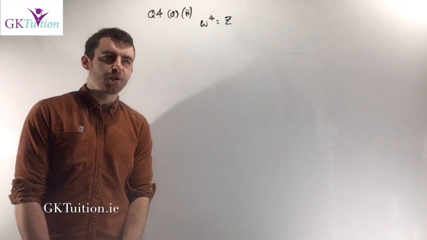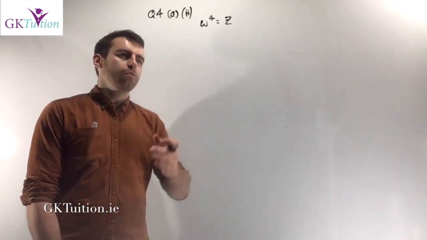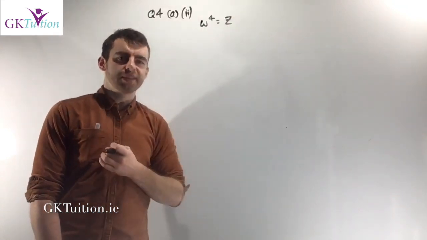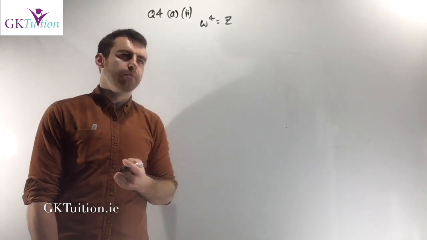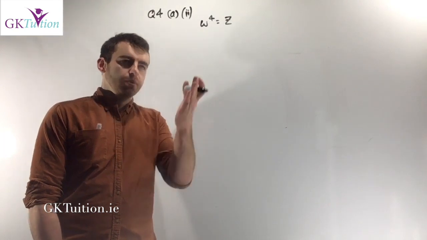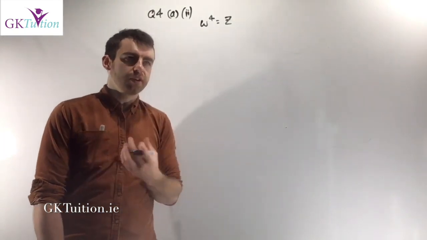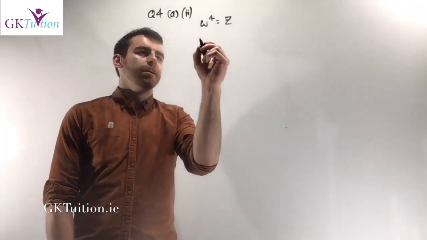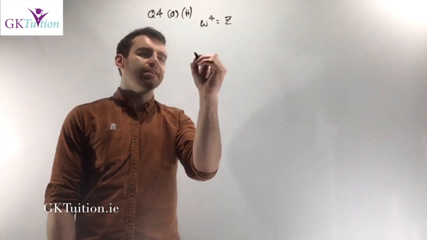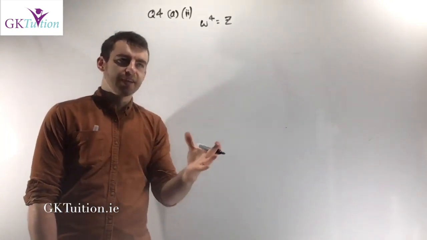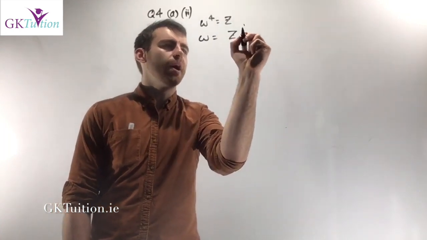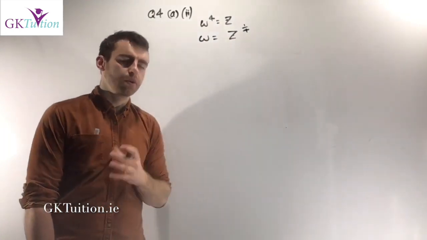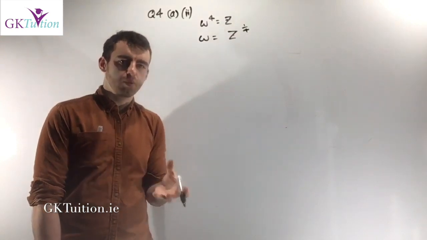The second part of this question is really, really important. We're told that w to the power of 4 is equal to z, and we're asked to work out the 4 complex roots of w. So I'm trying to find w, which obviously means in the equation I'm given I should try and get w on its own. If w to the power of 4 is equal to z, if I get the fourth root of the left hand side and the right hand side, I could say that w is equal to z to the power of 1/4. So ultimately I'm trying to find z to the power of 1/4.